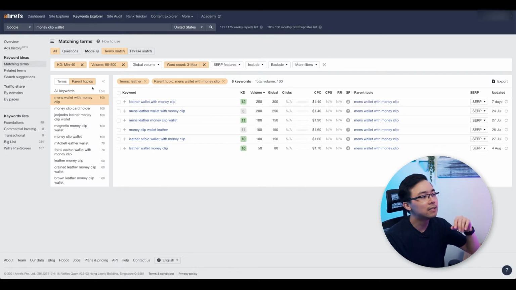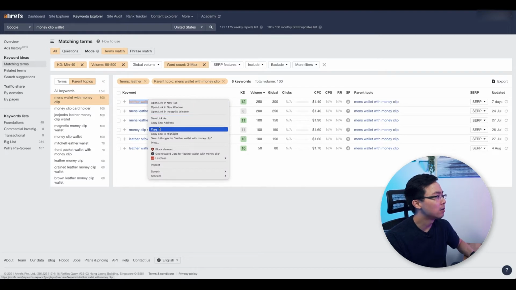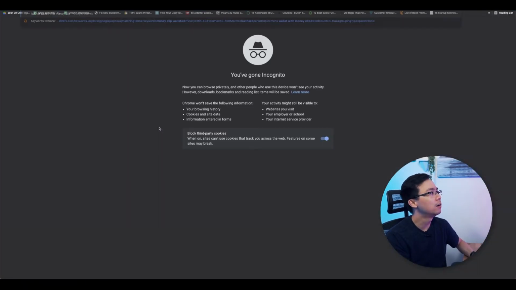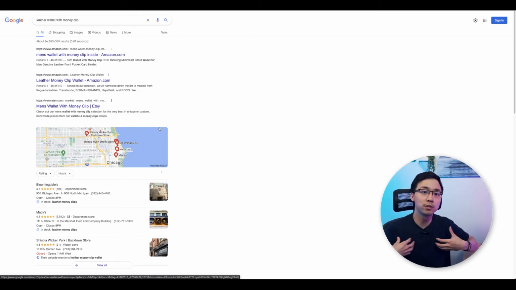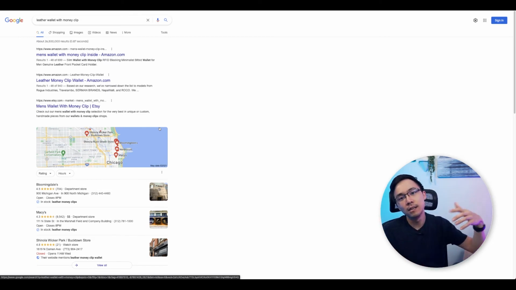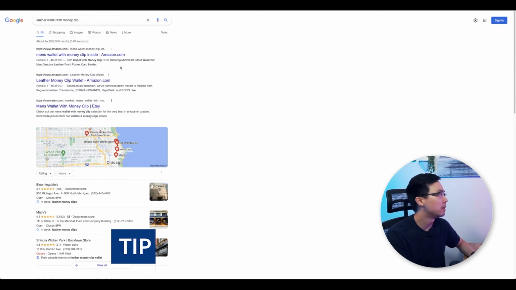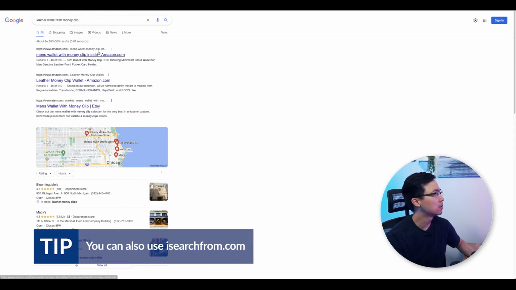Something I like to do is combine this with a Google search as well. So I'll copy this, open up a window, and search this in incognito, that way my own search history does not impact the results it outputs for me. Then I'll look at the sort of search results here, and I'll see that it's a lot of buying intent pages.